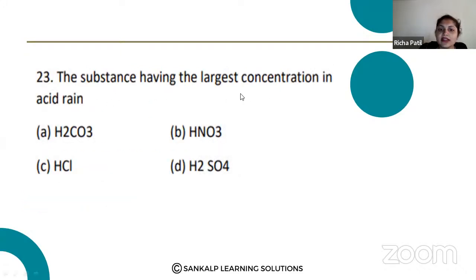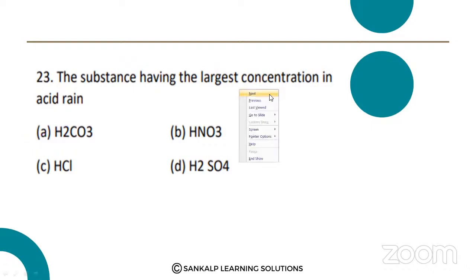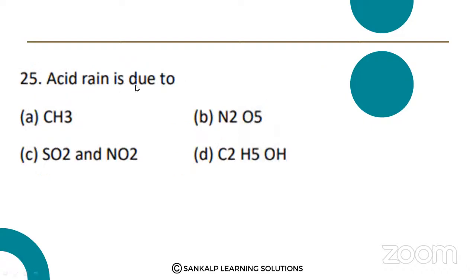The substance having the largest concentration in acid rain is Option D. Acid rain is due to SO2 and NO2, Option C.